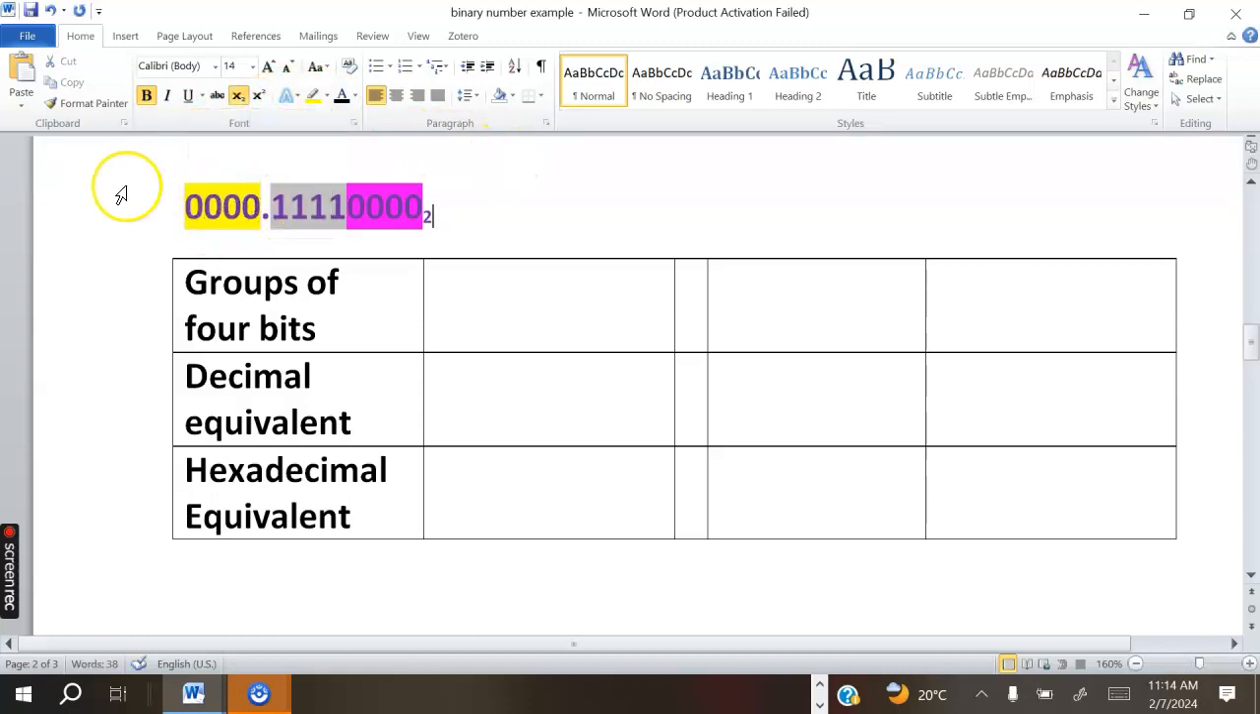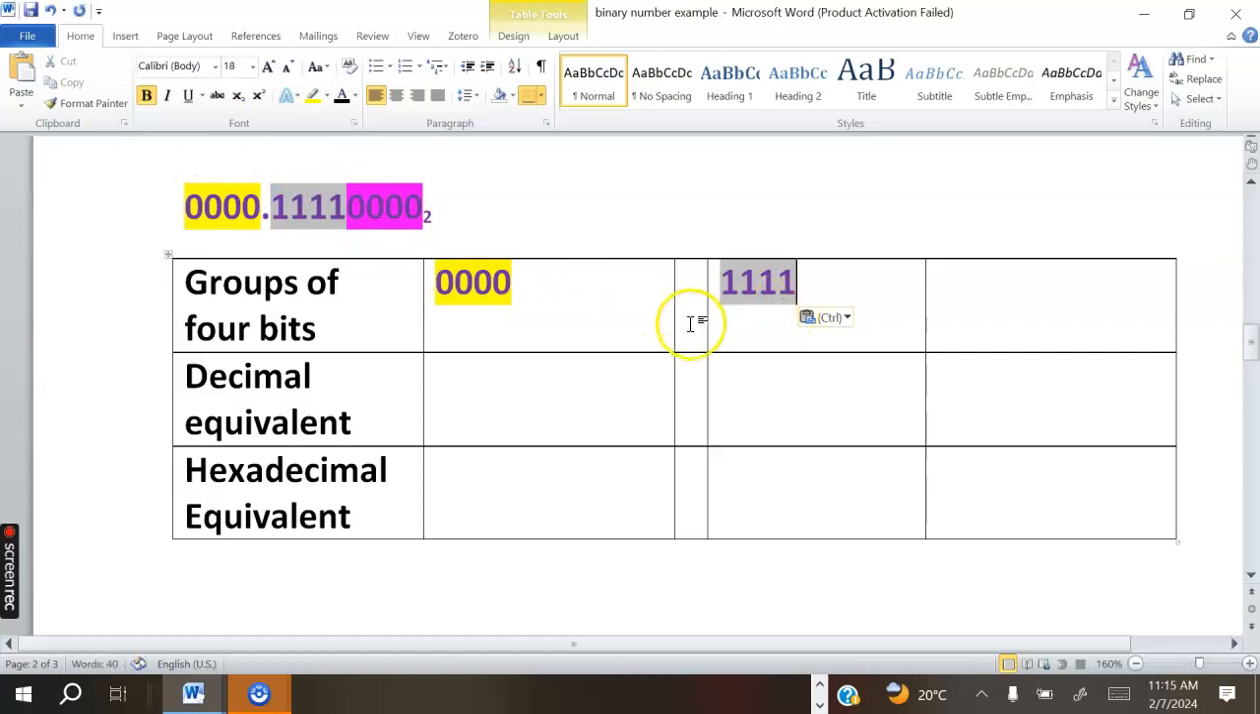Okay, for the yellow part, as you can see, this is our integral part. You are supposed to add towards the left. But for the fractional part, you are supposed to add towards the right hand side. I hope up to that point we are together. Okay, having done that, the next step is to write down the numbers. Then here we have the point. Then these ones.